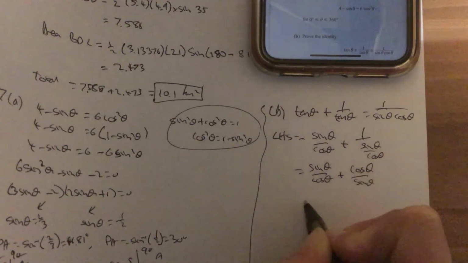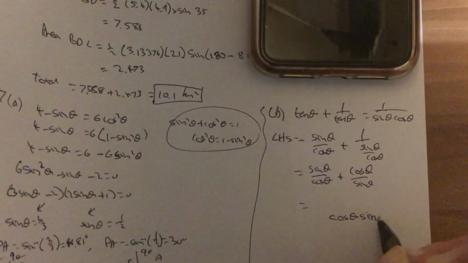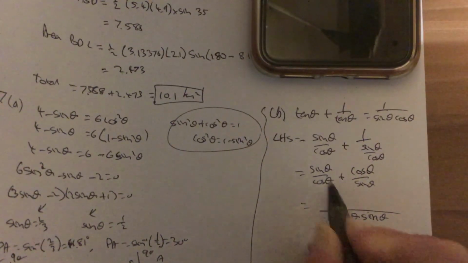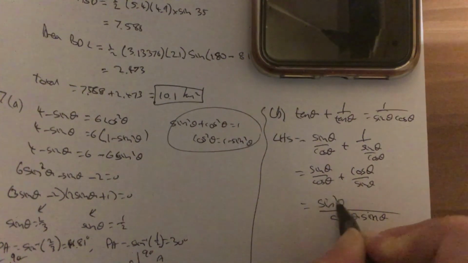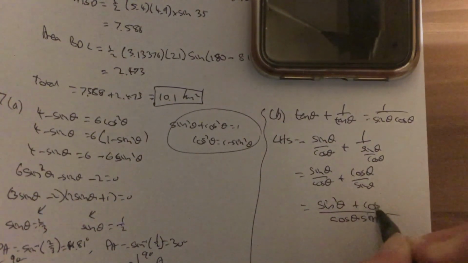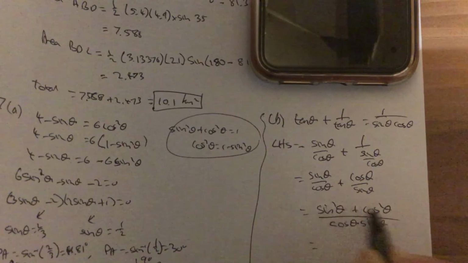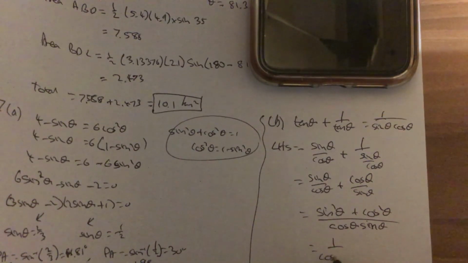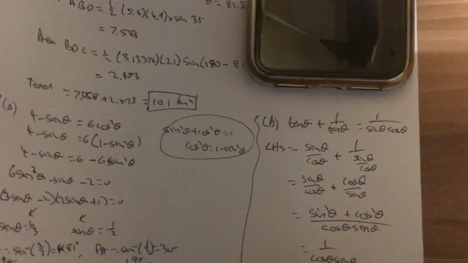To add fractions, the bottoms need to be the same, so both those bottoms is cos theta, sine theta. This one needs an extra sine theta, so an extra sine theta on top makes it sine squared. This one needs an extra cos theta, an extra cos theta on top makes it cos squared. Sine squared plus cos squared equals 1. So you have now got the right hand side.